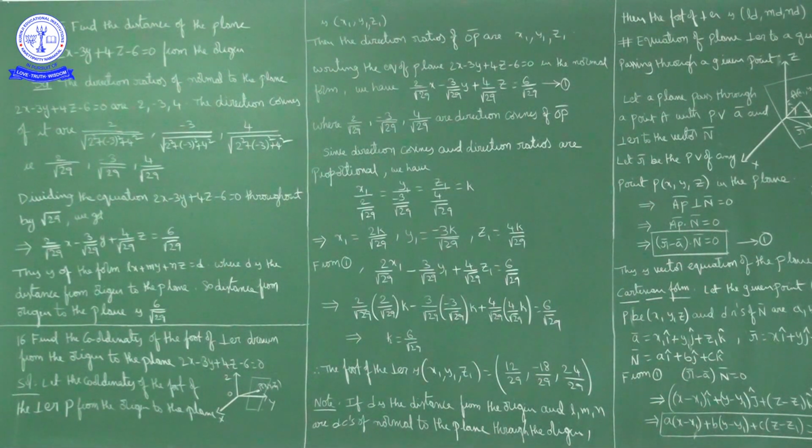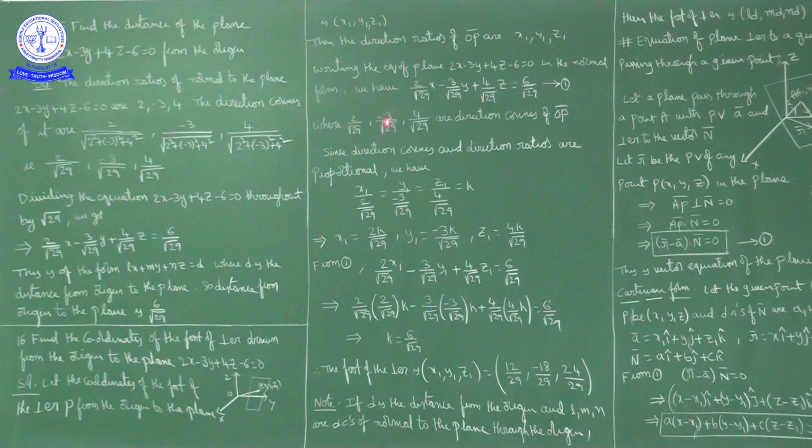Here 2, minus 3, 4 are direction ratios. Corresponding direction cosines are 2 upon root 29, minus 3 upon root 29, 4 upon root 29. If you write in normal form, meaning Lx plus My plus Nz is equal to D form, then from the previous problem, 2 upon root 29 x minus 3 upon root 29 y plus 4 upon root 29 z is equal to 6 upon root 29. So here the direction cosines of OP bar are 2 upon root 29, minus 3 upon root 29 and 4 upon root 29.